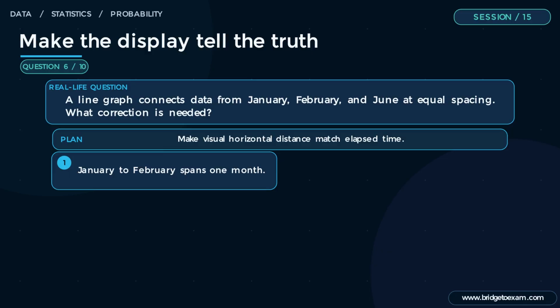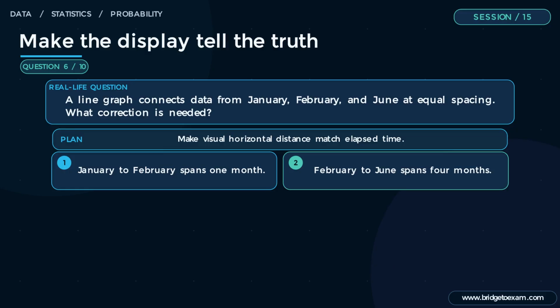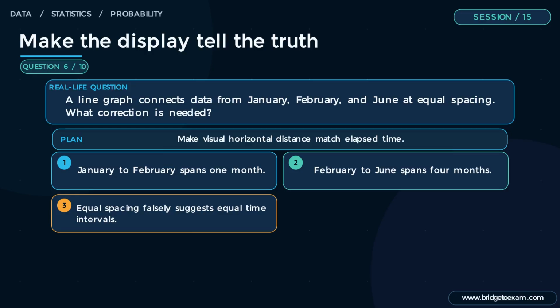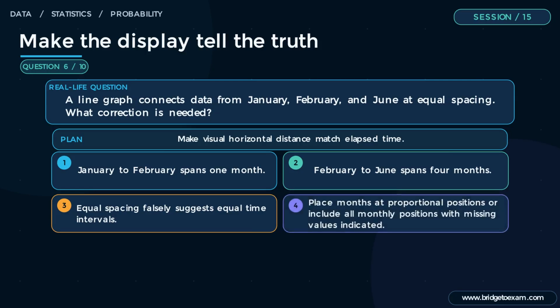Step 1. January to February spans 1 month. Step 2. February to June spans 4 months. Step 3. Equal spacing falsely suggests equal time intervals. Step 4. Place months at proportional positions or include all monthly positions with missing values indicated.